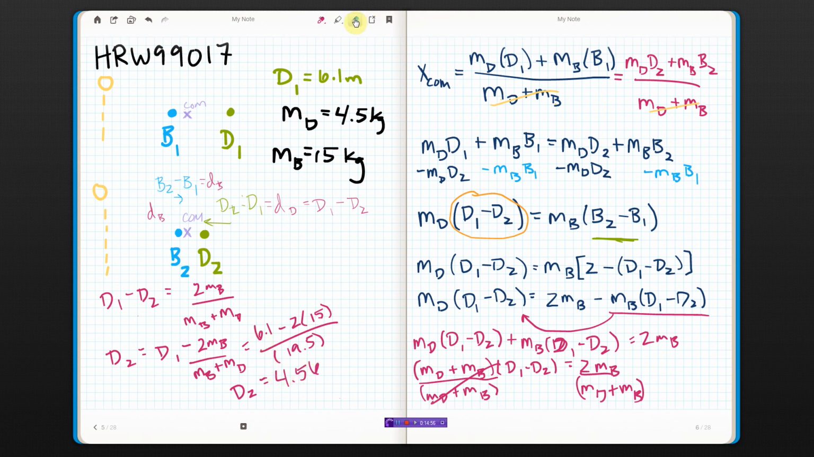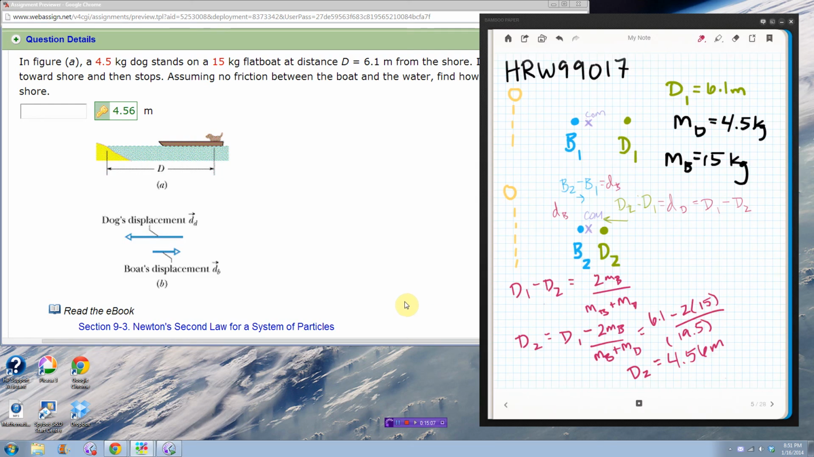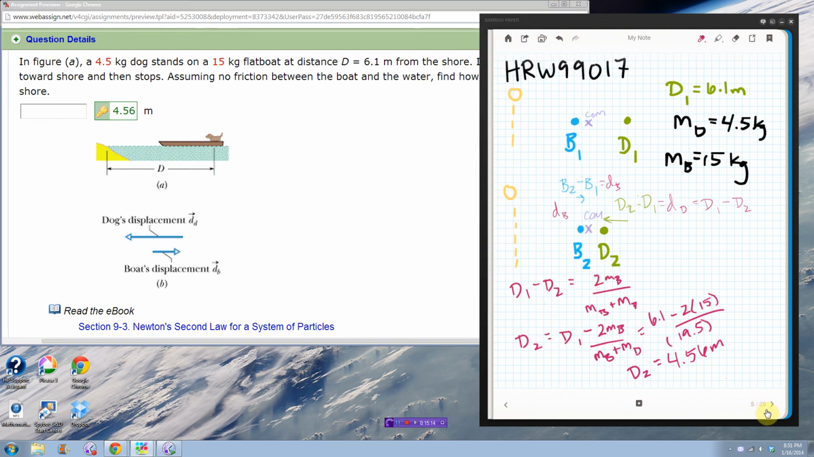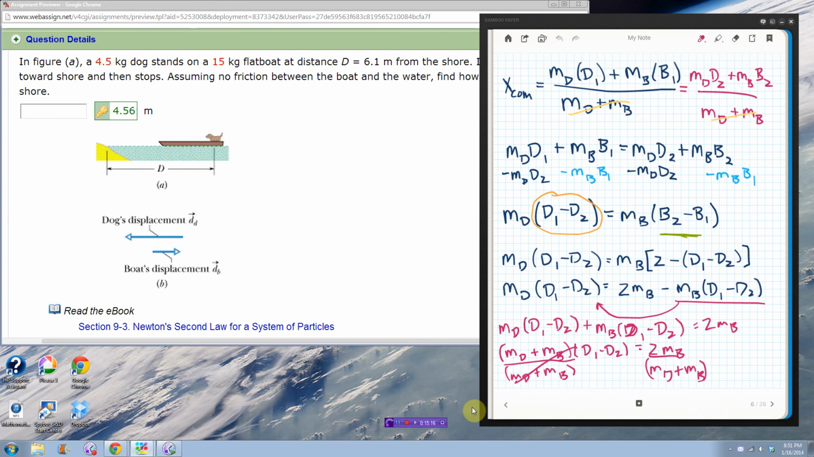I got really sloppy, sorry. This is like 6.1 minus this whole quantity over here. Alright, so meters. Let's go check that. 4.56? Yep, we got it. Sorry about the sloppy math. Probably would have been better, at this point, to just distribute everything and combine like terms and solve for D2. Try that. See if it's any better.